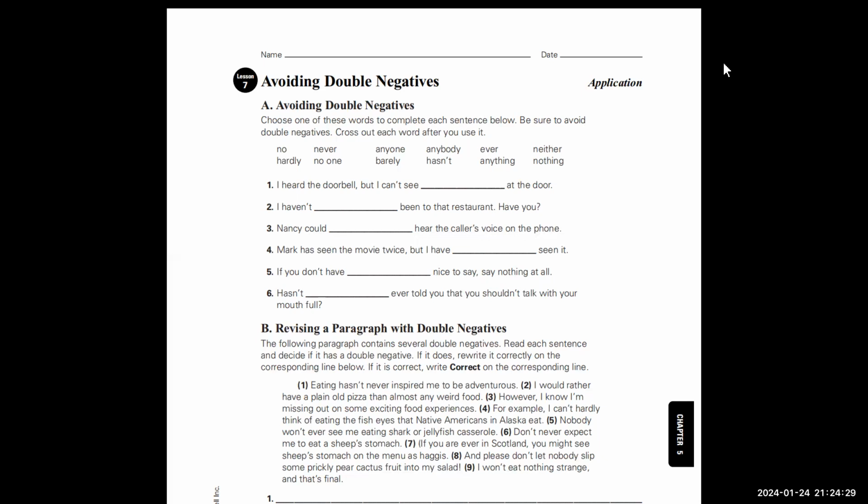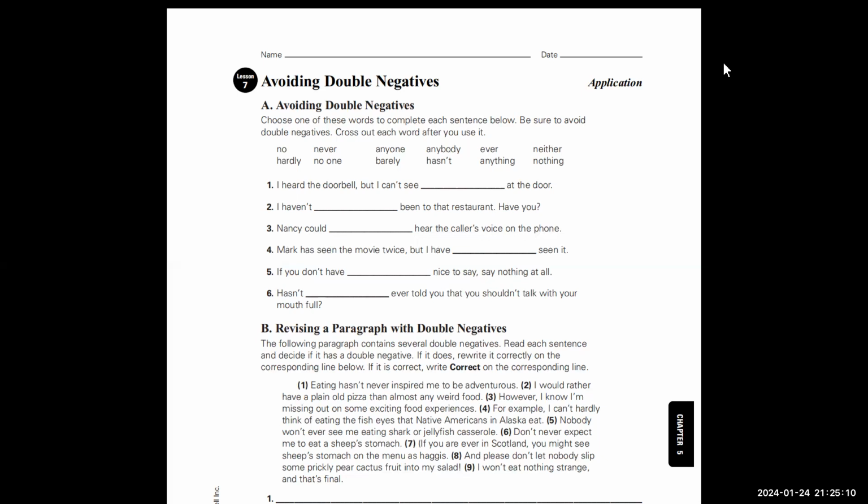Number 3. Nancy could hardly hear the caller's voice on the phone. It's hard to hear the caller's voice on the phone. So hardly hear the caller's voice on the phone. That's correct.